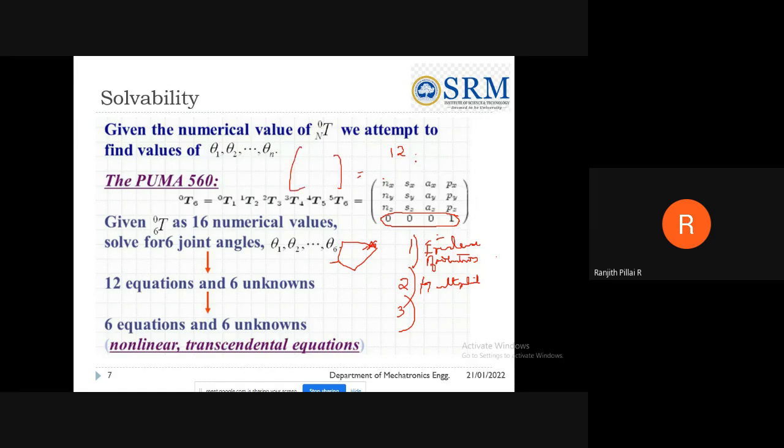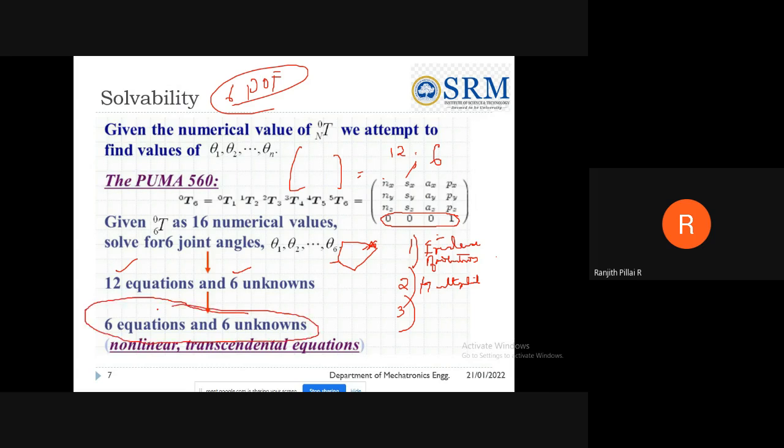Now, when it comes to 6 degrees of freedom, how many unknowns will be there? Unknowns, what I say is the joint variables. For 6 degrees of freedom, how many joint variables? Six joint variables, right? So that means I have 12 equations and only 6 unknowns. So what is the point here? I need to bring it down so that I have only 6 equations and 6 unknowns which can be solved.